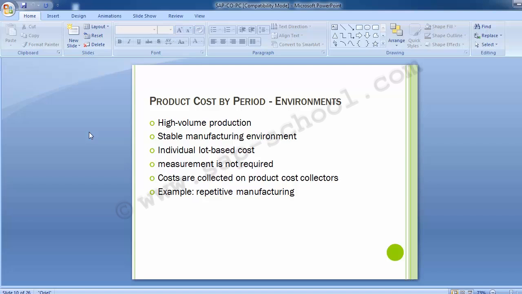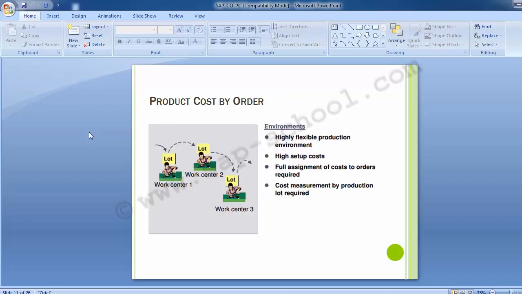So product cost by period is used in a repetitive kind of manufacturing environment where the costing is to be done on the basis of the data collected over a period of time. Moving to the next, product cost by order.